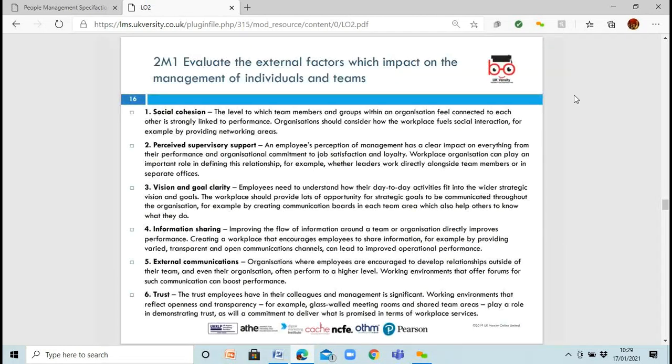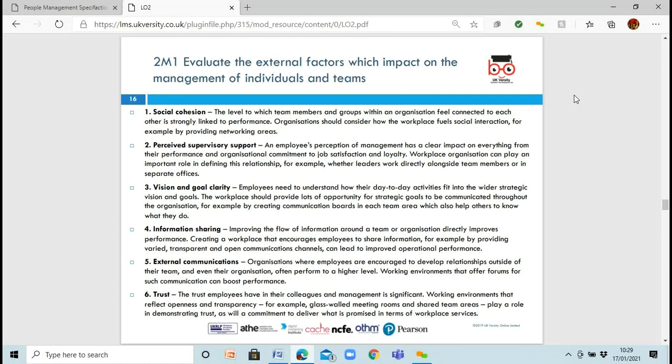Now we're going to go on to 2M1, which is to evaluate the external factors which impact on the management of individuals and teams. As you can see here, there are 6 different points. The first is social cohesion. It's where the team are feeling connected to each other and they're strongly linked towards performance. Then you've got perceived supervisory support. It's where the management has a clear impact on everything from their performance and organizational commitment.